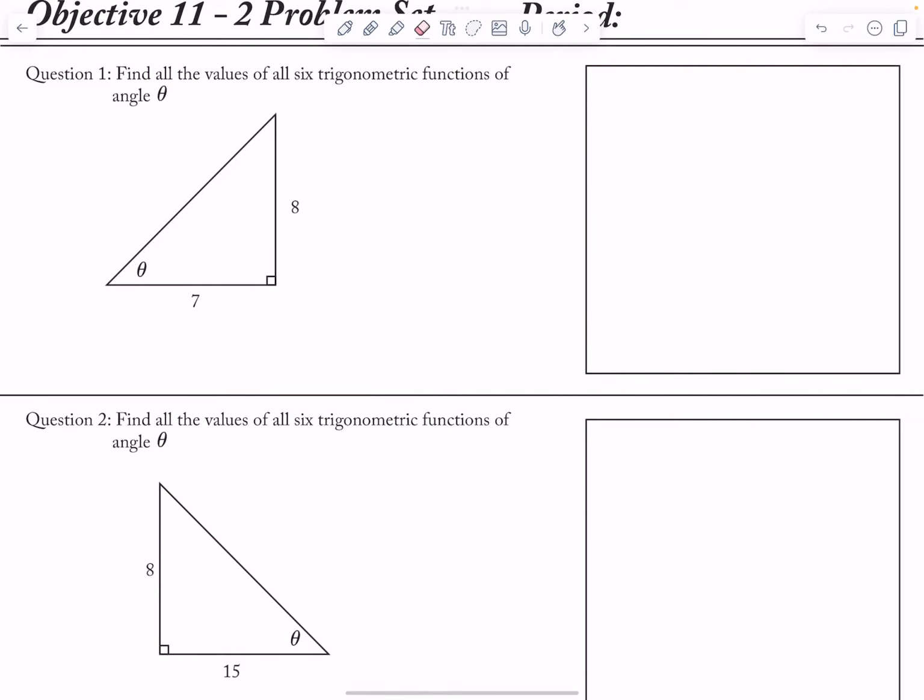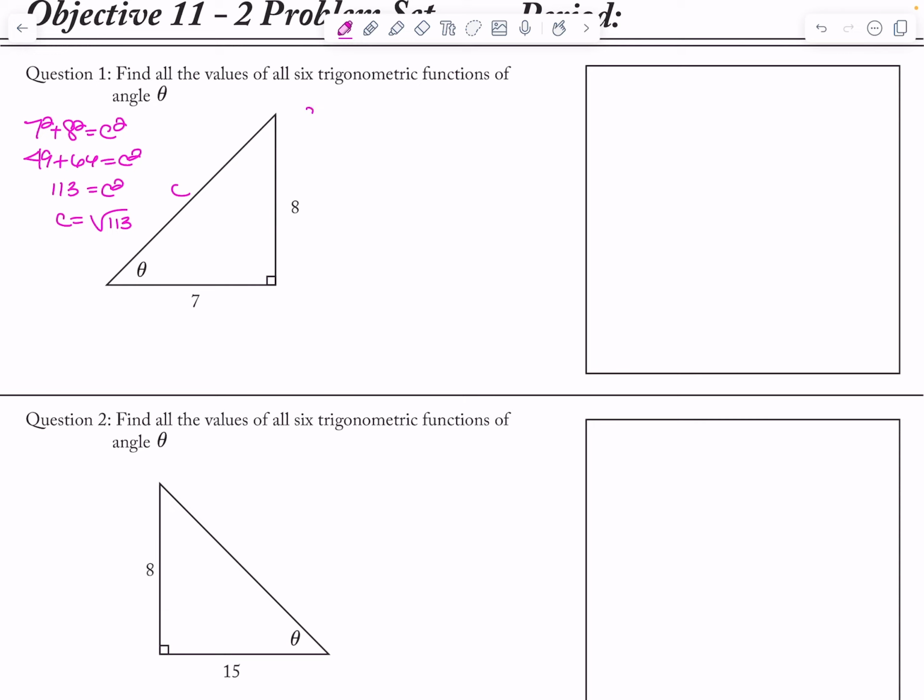All right, so let's look at all the odd numbered questions. So 7 squared plus 8 squared is equal to c squared. So 49 plus 64 is equal to c squared. So 113 is equal to c squared. So c is root 113.